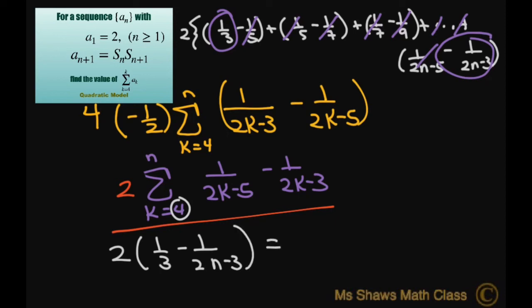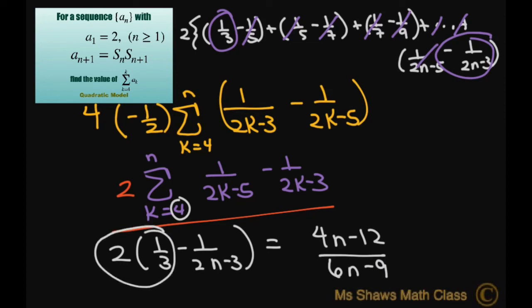And this is going to simplify to, this is 2/3. Let's see. We get the common denominator and all that. You're going to get 4n minus 12 divided by 6n minus 9. All right. Or you could pull out the 2/3 and do it that way. But anyway, that's your final answer.